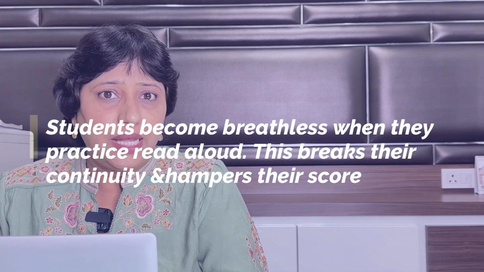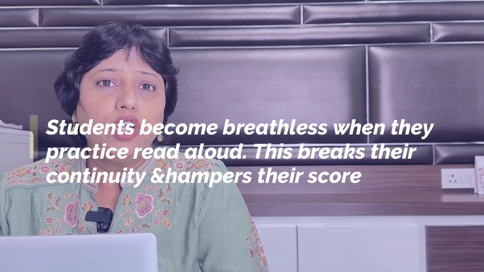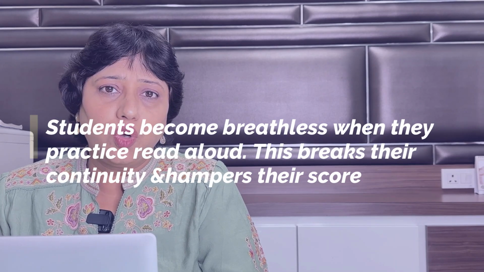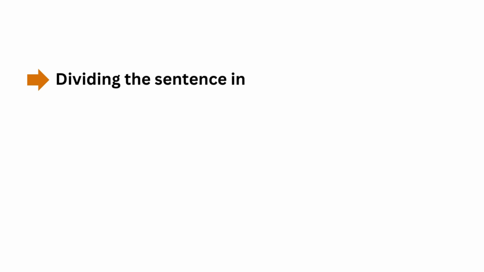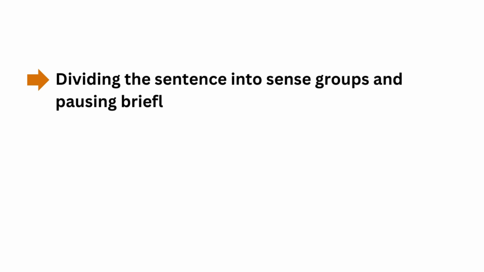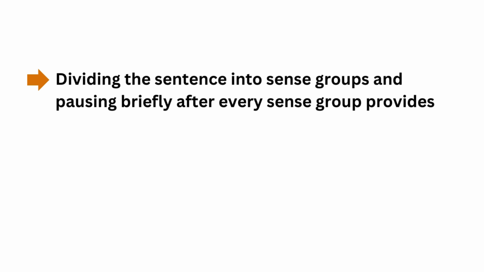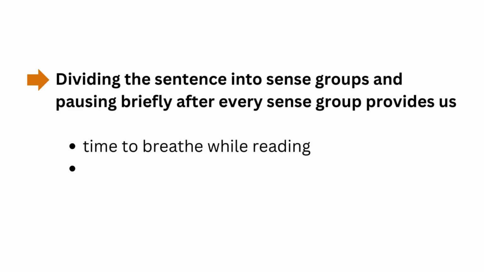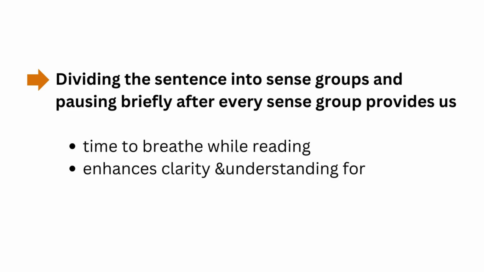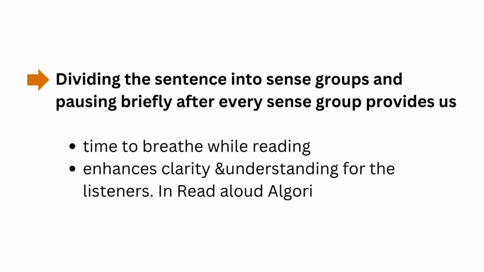It is usually seen that students, while practicing read aloud, become breathless. This hampers their continuity and plunges their score. If you make sense groups, you can avoid this problem. While pausing after every sense group, you get the time to breathe. And sense groups also provide clarity and enhance understanding for the listeners. And don't forget, in read aloud, our listener is the algorithm.